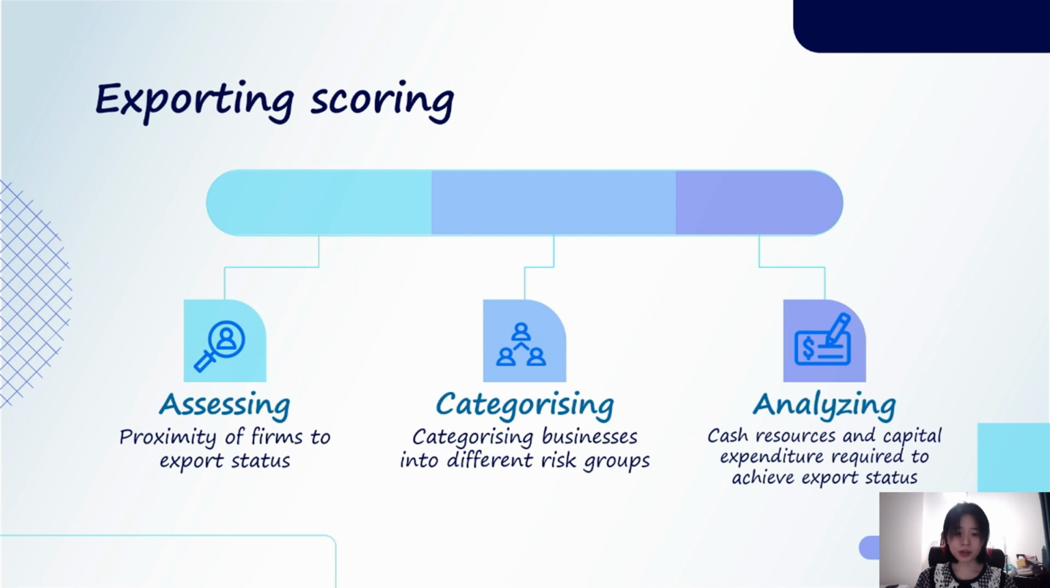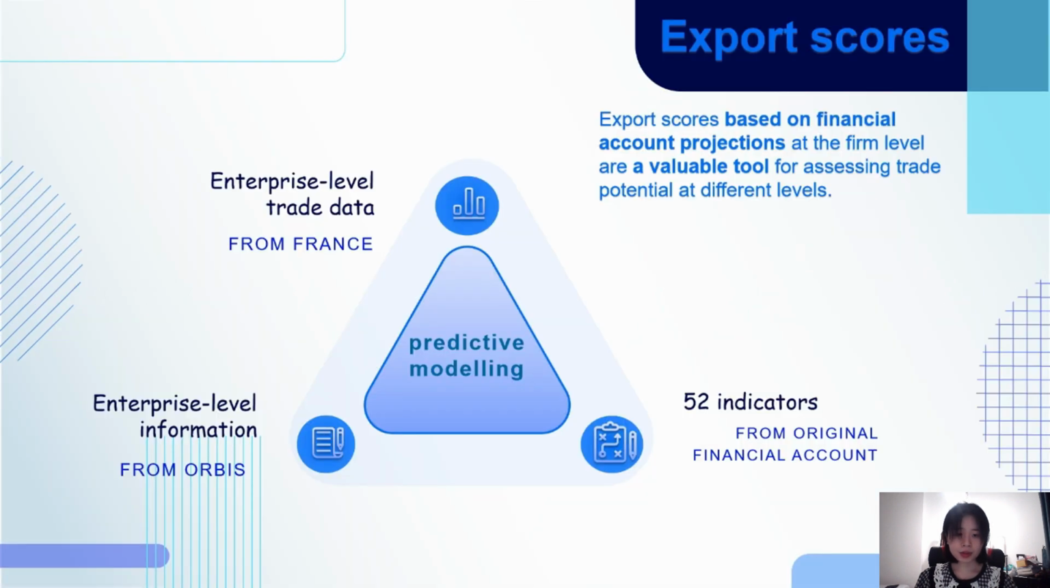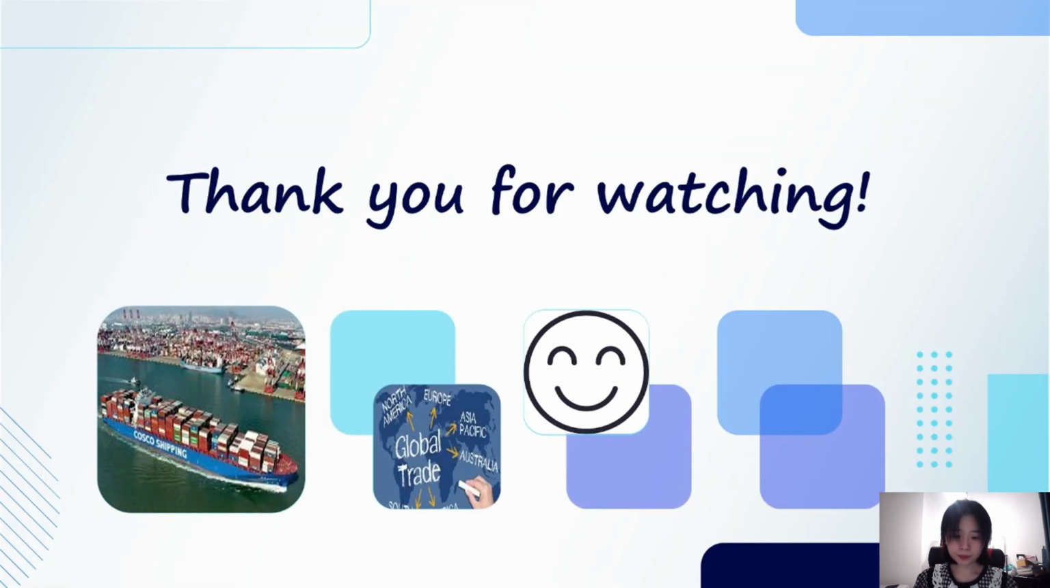Export scores can play a role in assessing whether non-exporting firms are close to export status by categorizing firms into different risk groups and providing insights into the cash resources and capital expenditure required to achieve export status. This study utilizes enterprise-level information from ORBIS and uses France as a case study for enterprise-level trade data. The article employs 52 indicators from the original financial accounts to train the predictive model. It concludes that export scores based on firm-level financial account forecasts are an important tool for assessing the potential for trade at different levels. Thank you for watching.